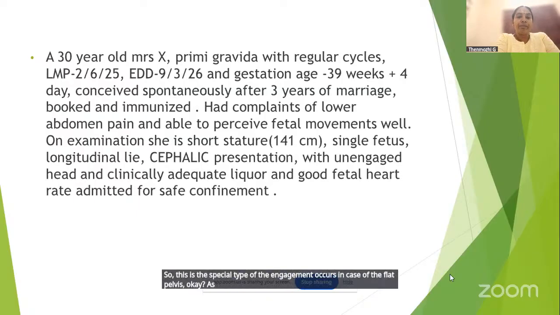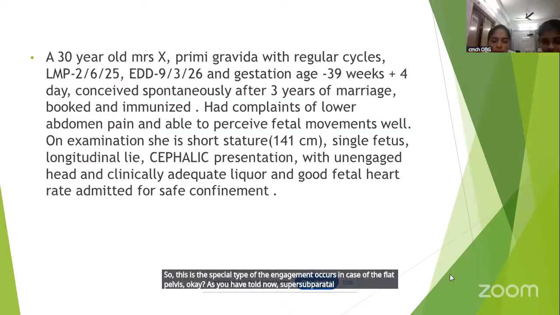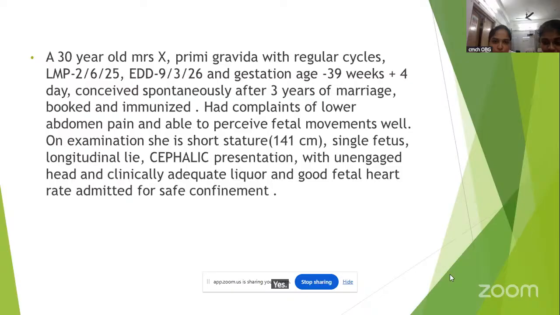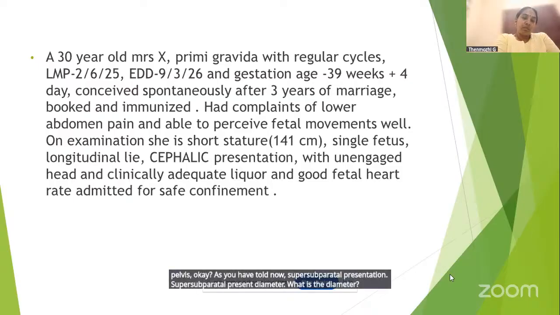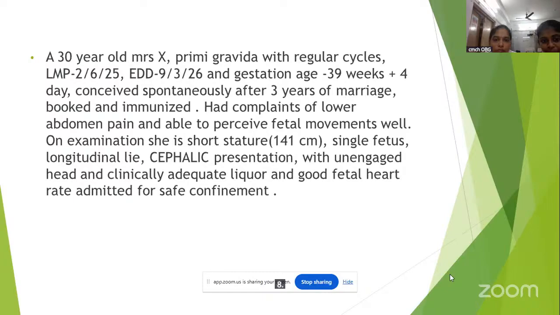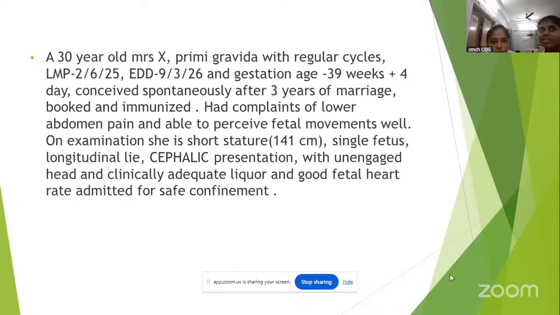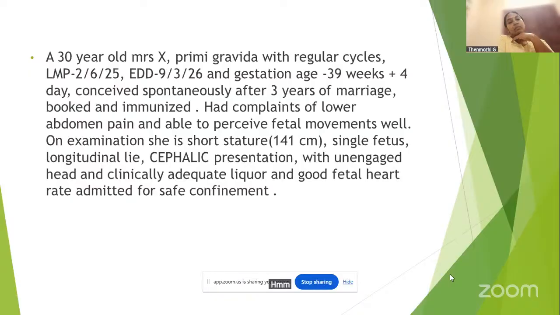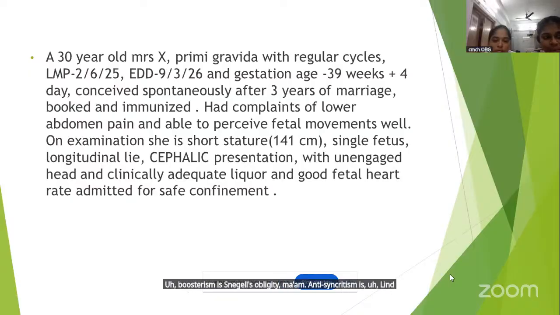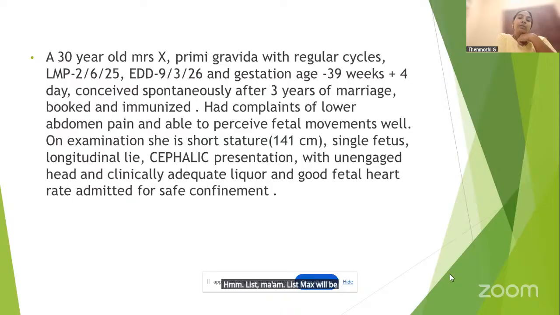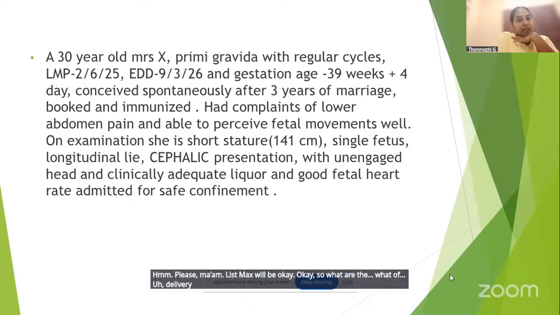Okay, as you have told, supra-subparietal presentation diameter. What is the diameter? 8.5, ma'am. Okay, so by this extreme asynclitism, what is the name given to the anterior and posterior asynclitism? Posterior asynclitism is Naegele's obliquity, ma'am. Anterior asynclitism is Litzmann's obliquity, ma'am.